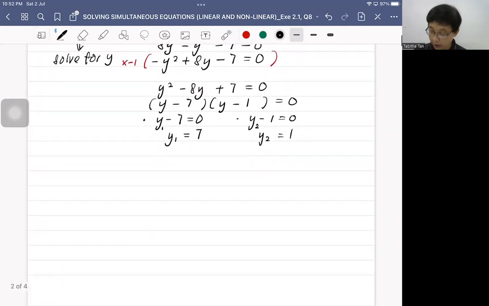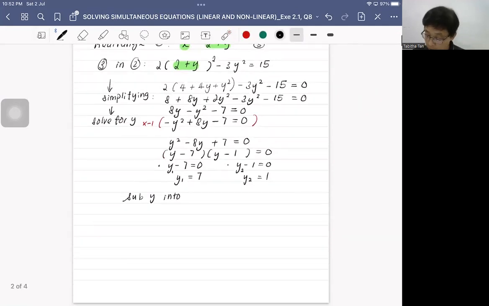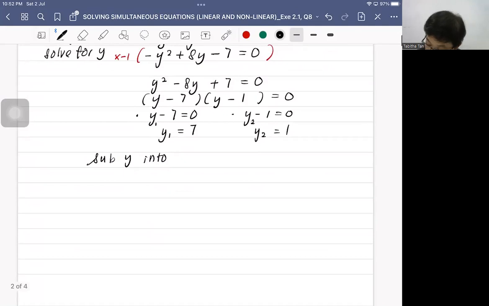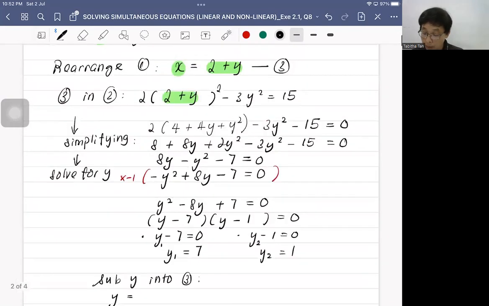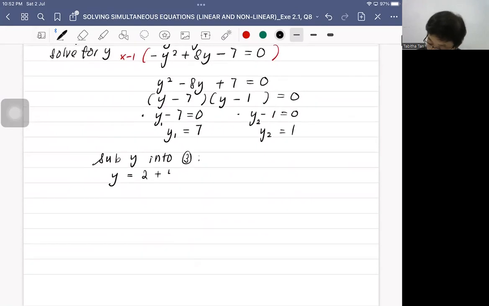Now, once you got that, we proceed to sub y into this convenient equation, now equation 3. So we're going to sub y into 3, and therefore, okay, so x is actually 2 plus y, right? So x equals 2 plus y. Now, if I want to do this when x, no, this is x, sorry.